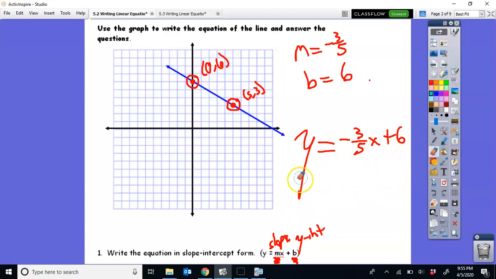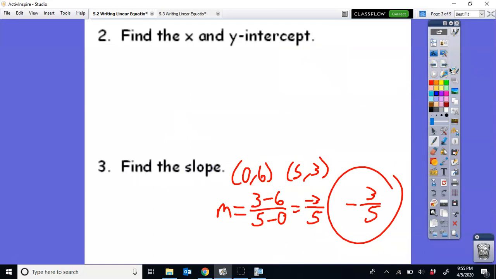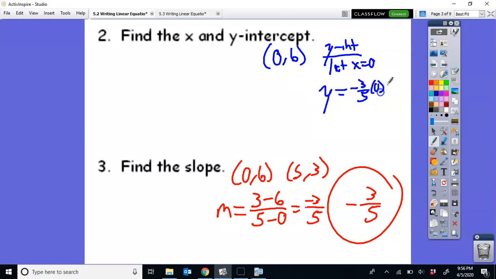So if I can find my slope and I can find my y-intercept, then I can write the equation of my line. Then the final question here that we haven't done yet: find the x-intercept and the y-intercept. Well, we already found the y-intercept is (0, 6), so you could go ahead and write that one down if you want to, because you already have it. Or you could go through the process of finding the y-intercept by letting x be 0, plugging 0 for x into our equation, negative 3/5 times 0 plus 6, and you're still going to get 6, because 3/5 times 0 is nothing.